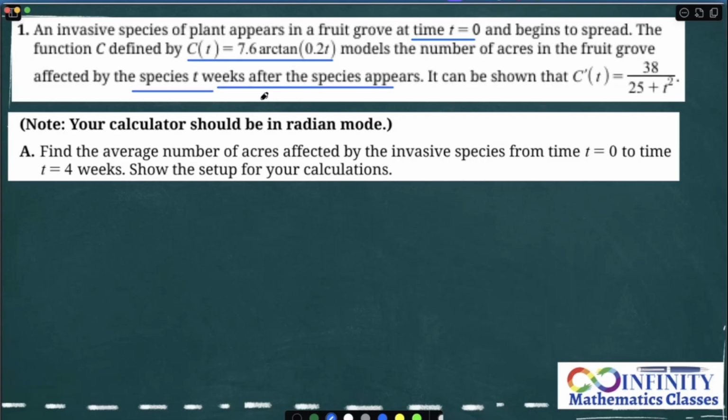Okay, so t is a unit in weeks. It is a time in weeks for you. It can be shown that the derivative is going to be equal to 38 over 25 plus t square. It is nothing but the derivative C'(t) given to you.